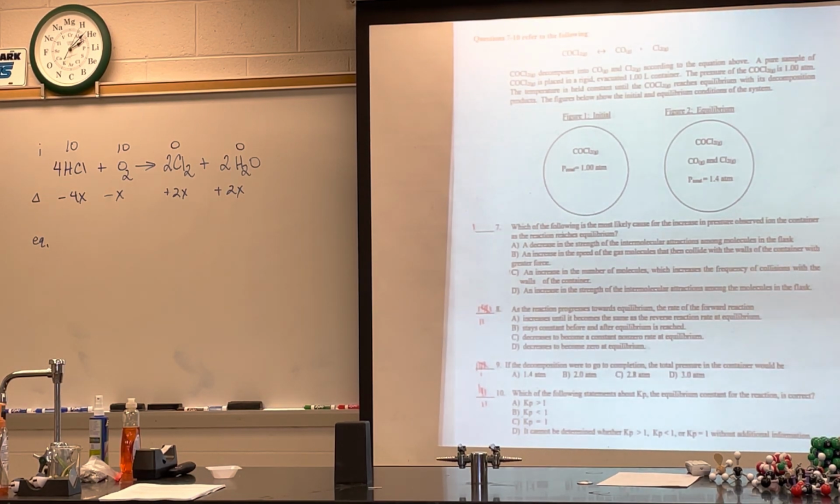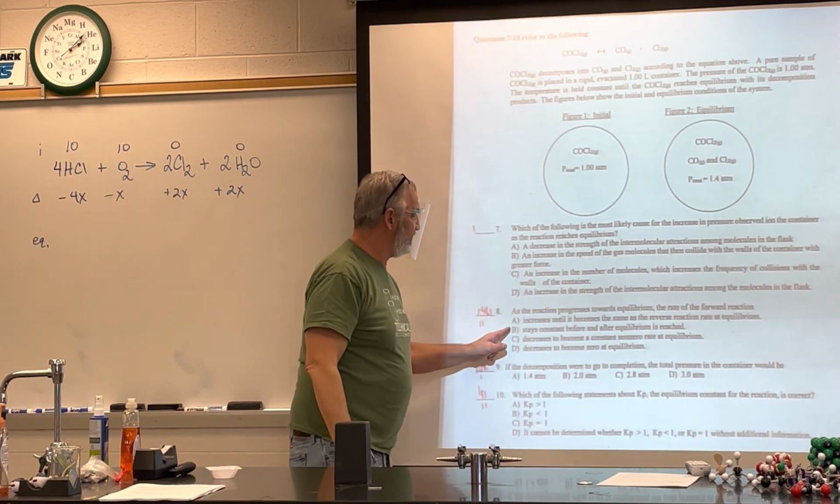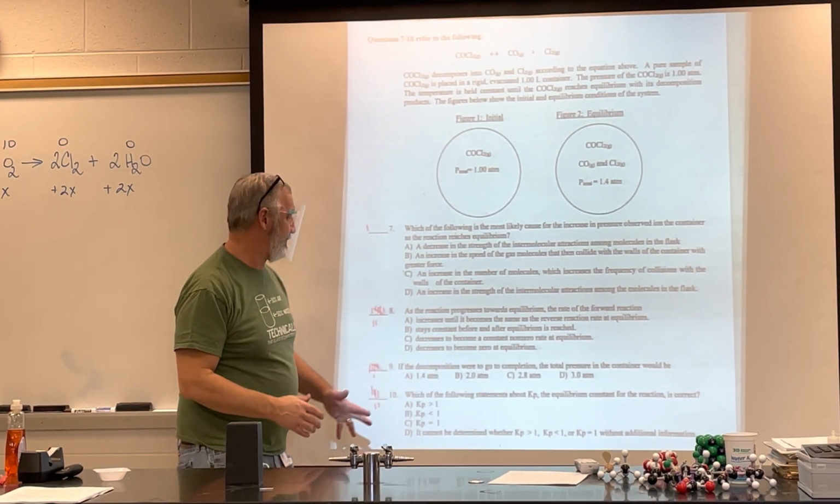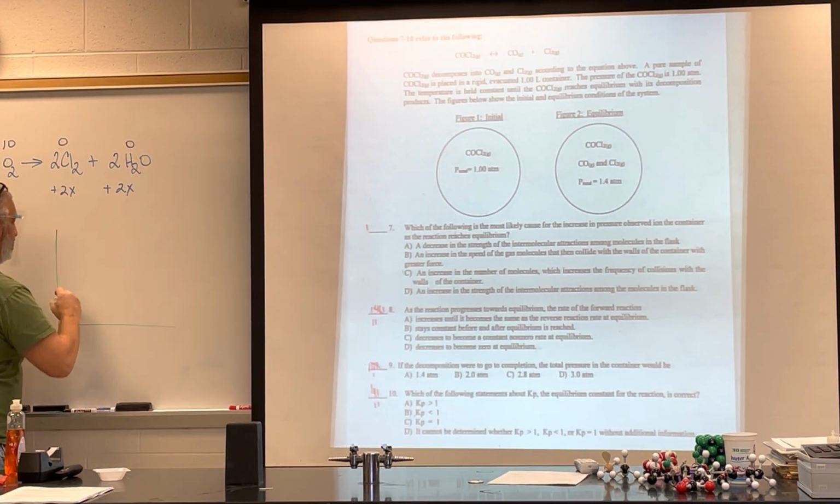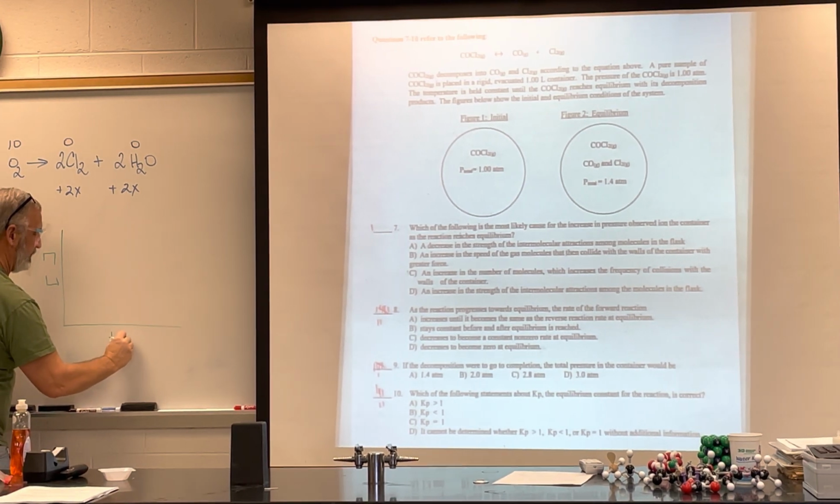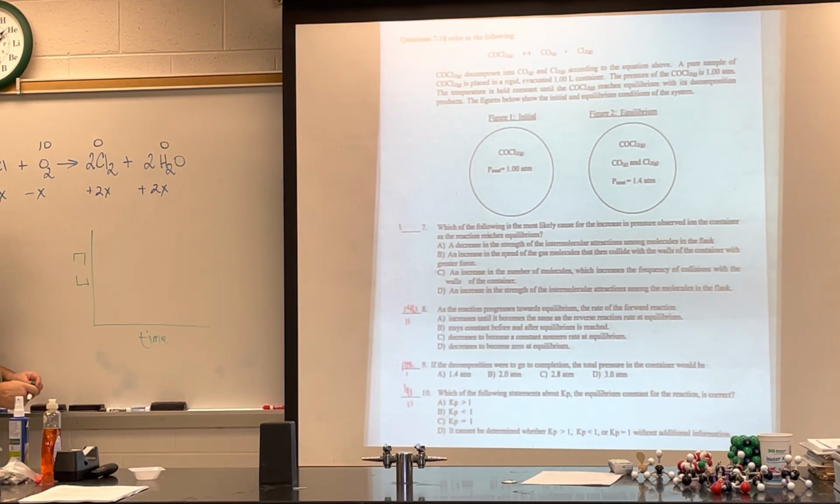But this is the same total pressure one here, but this is the one here, as the reaction progresses towards equilibrium, what's going to happen? What happens to the rate of my reaction? What's the graph of concentration versus time going to look like?